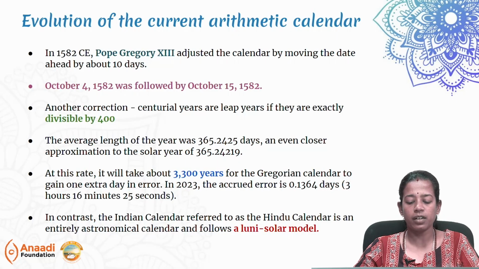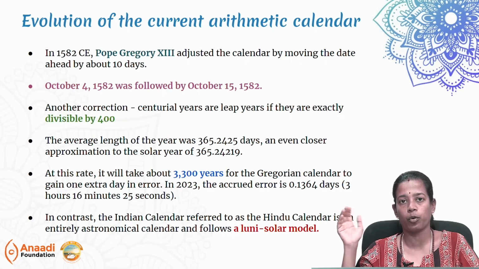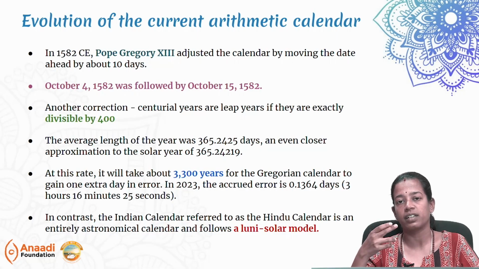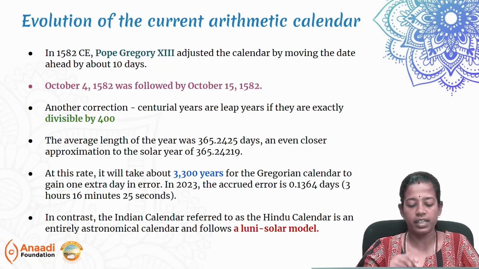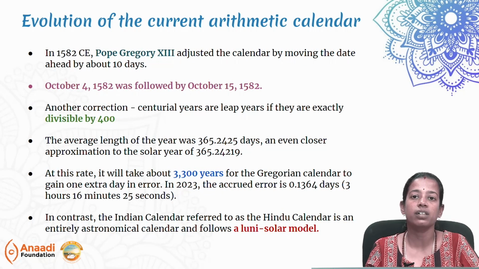So, the equinox, which was supposed to happen on March 21st, started happening on March 11th because the Pope pushed it 10 days ahead. There had been an accrued error of 1 day every 100 years, and so he did this. He cut about 10 days after October 4th, and then he had only October 15th, which was introduced in the calendar of 1582.